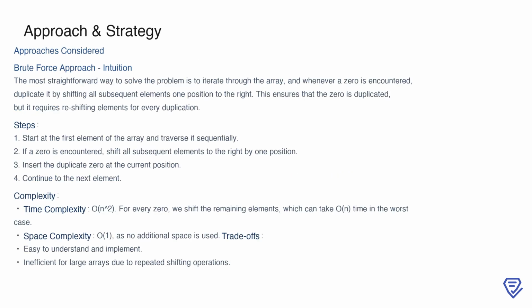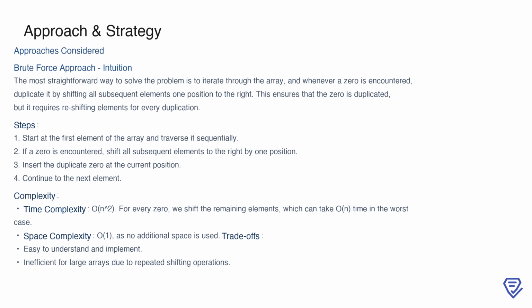To approach the problem of duplicating zeros in an array, one initial idea is the brute force method. This relies on iterating through the array and handling each 0 as it appears. When a 0 is encountered, the subsequent elements are shifted one position to the right to make room for the duplicate 0. The duplicate 0 is then inserted at the current position, and the process continues for the remaining elements.